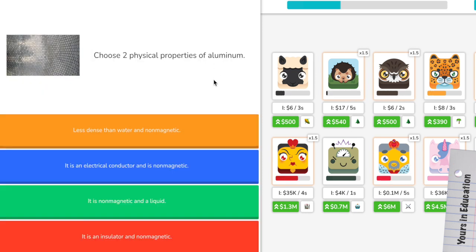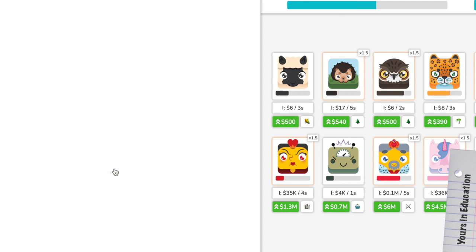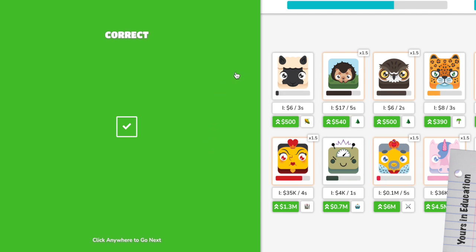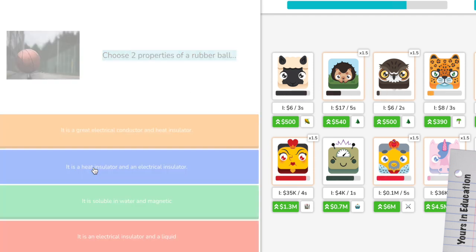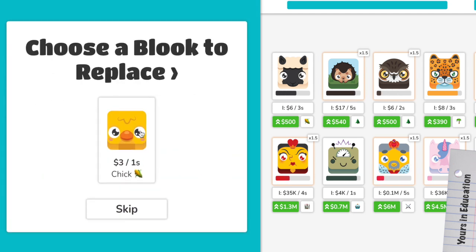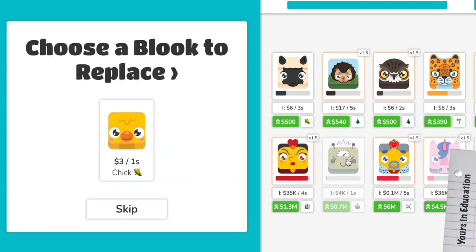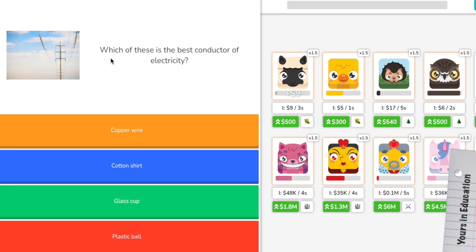Choose 2 physical properties of aluminum. Aluminum is less dense than water. No. Electrical conductor and non-magnetic. Yes. I got it right. The last time I got it wrong. Choose 2 properties of a rubber ball. It is a great electrical conductor. No. Heat insulator. Yes. Choose a blue. Okay. Why is it? I honestly have no idea. Which of these is the best conductor of electricity? Copper wire.